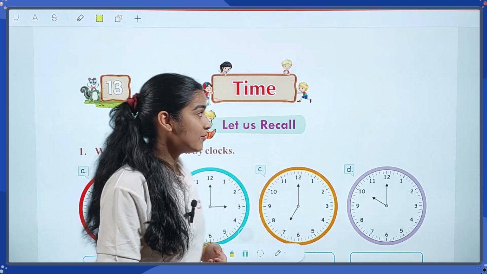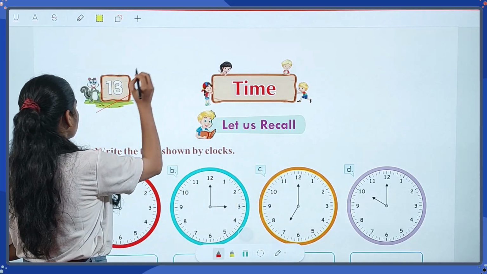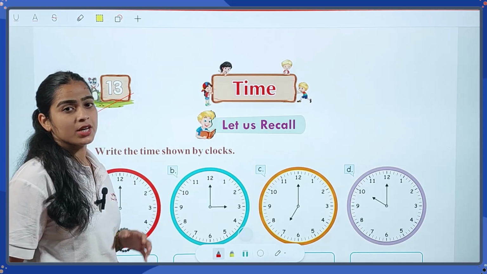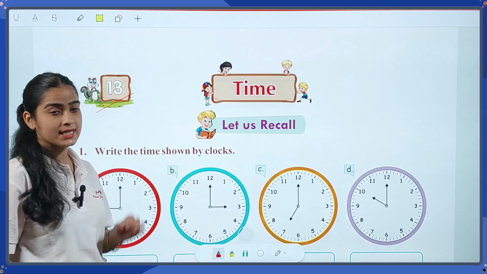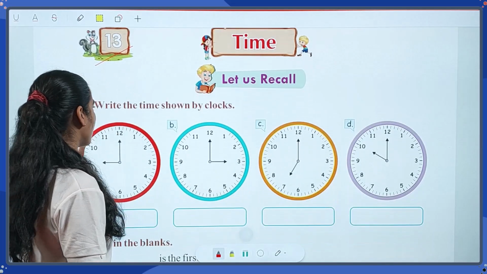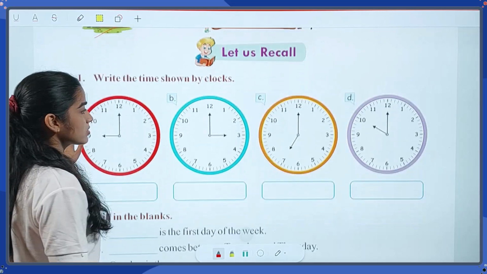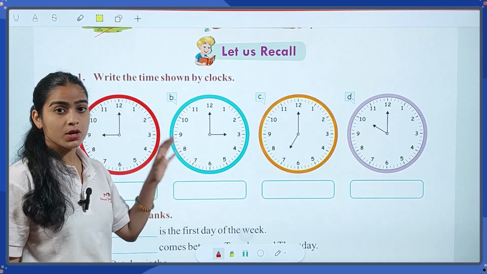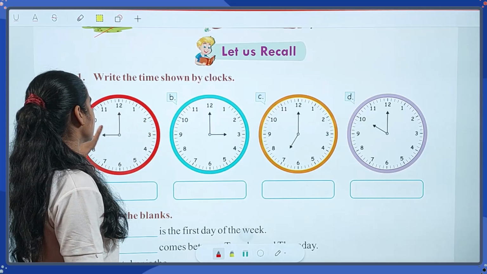Today we have chapter number 13, which is time. In this chapter, we are going to learn how we can see time. Let us recall. Write the time shown by the clock. In earlier classes, in class 2, we already learned how to express this time.